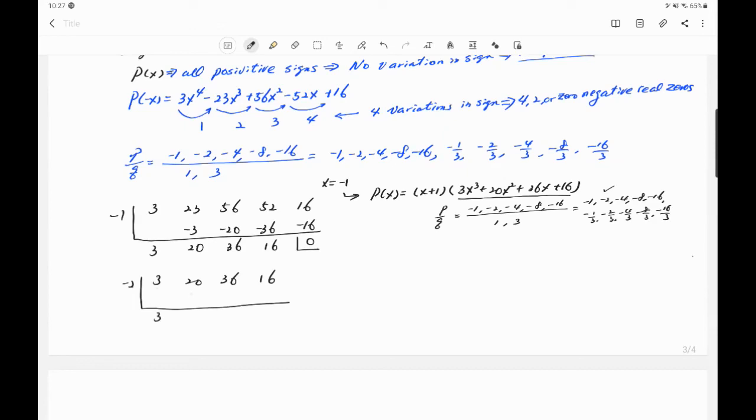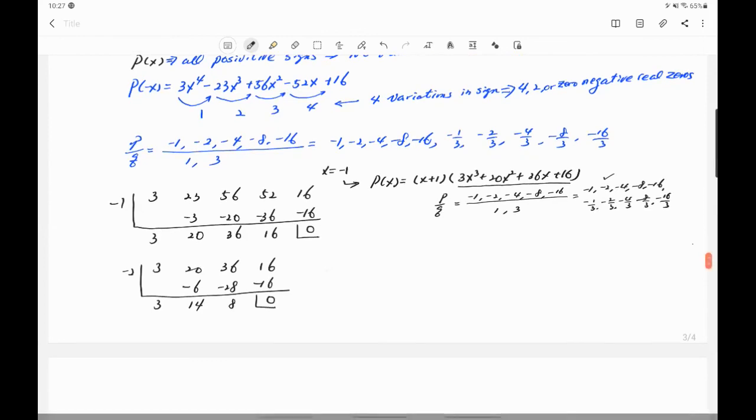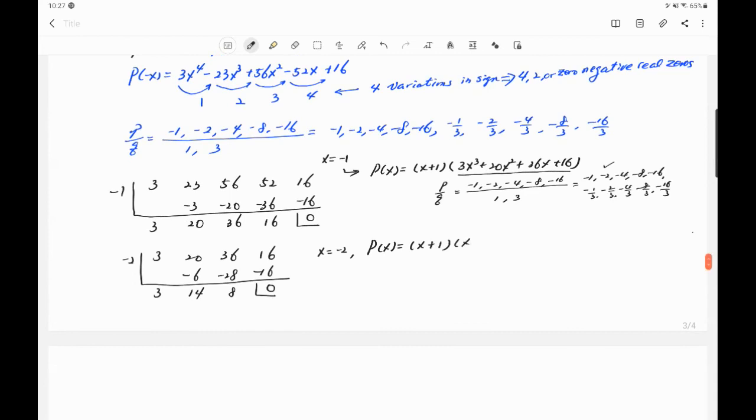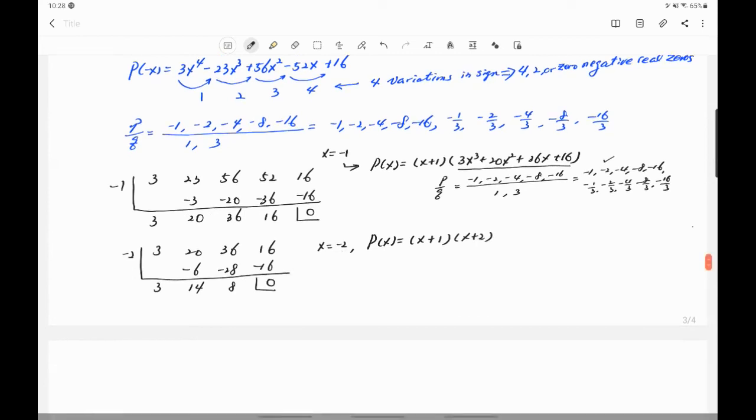All right, so let's try negative 2. Bring 3 down, multiply to get negative 6, then that is 14. Multiply, negative 28, so that is positive 8. Negative 16 plus 16 is 0. We found another one. So that means x equals negative 2. So we can rewrite the polynomial as the product of x plus 1 and x plus 2, because you can move negative 2 to the other side.